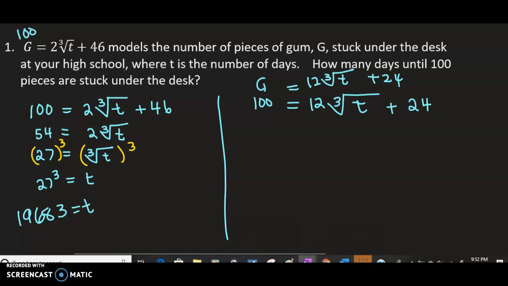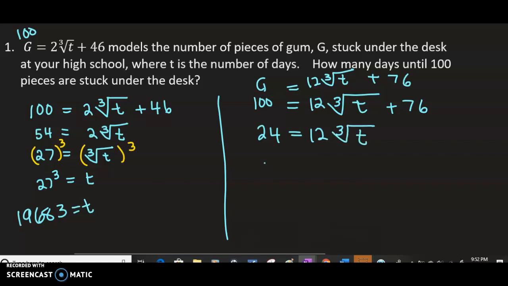So 100 minus 24, that's 76. Let's back up. I want 24 to be left over, so let's change this 24 to a 76. That'll work out better. So 100 minus 76, that's 24, equals 12 times the cube root of t.